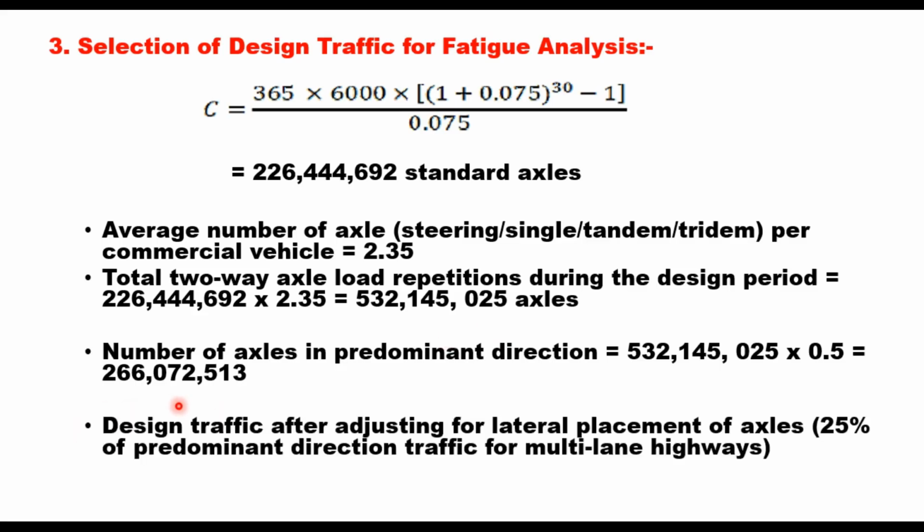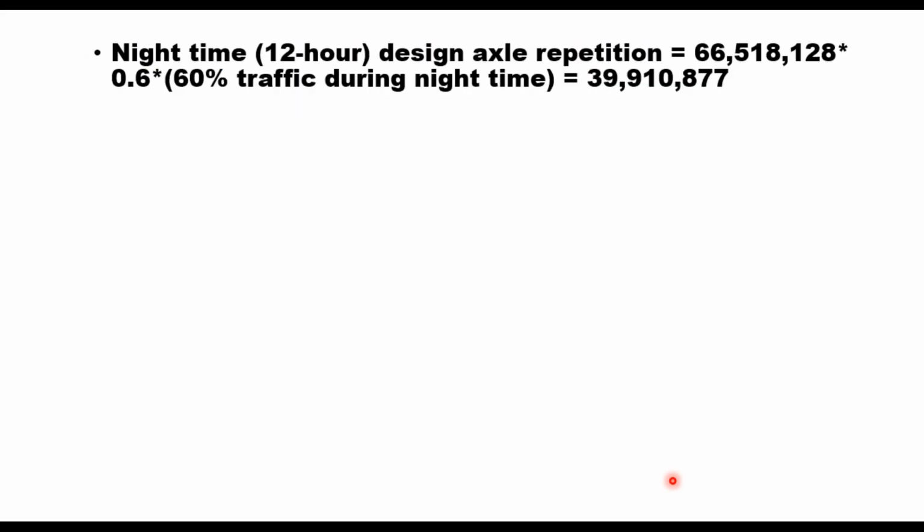And the design traffic after adjusting for lateral placement of axles, where we take 25% of predominant direction traffic for a multi-lane highway, would be 25% of this value, that is 66,515,128. This is the design traffic.